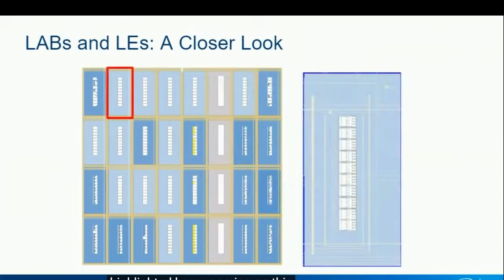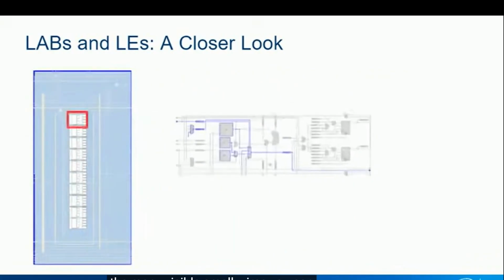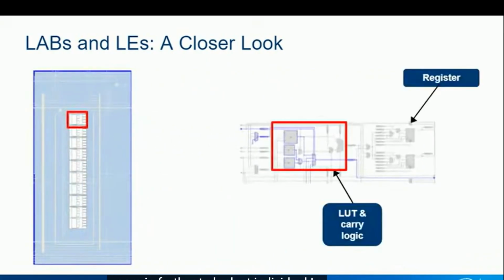To get more details on a particular architectural feature, you can zoom in on that feature, such as the lab highlighted here. Zooming on this particular lab, you can see that none of the logic resources are actually being used, indicated by the light blue background and the fact that all the resources in the lab are white. This lab and all the labs in this device contain many LEs, connected to each other and to the row and column interconnect through the many visible small wires. You can zoom in further to look at individual LEs, such as this one. Here you can see it's made out of the lookup table and carry logic and the synchronous register logic.